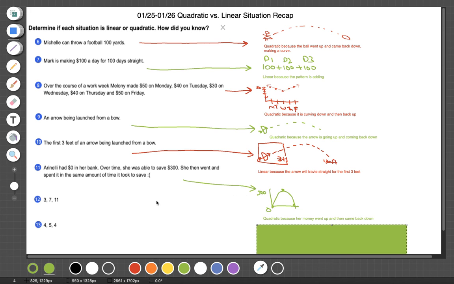So you should start to see some patterns between these two different things and see if you can apply those to 12 and 13. These are just numbers, but the pattern of these numbers, is it linear or is it quadratic? Well, if I look at this first one, 3 to 7 to 11, I can tell that I'm adding 4 each time, right? This is like plus 4, plus 4. So this is linear because it's adding. And then this one, well, let's think about this. 4, 5, 4. Well, this is quadratic because it's going up and then coming back down.